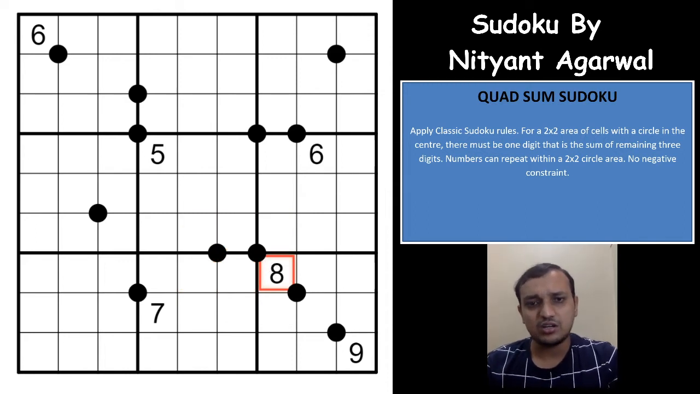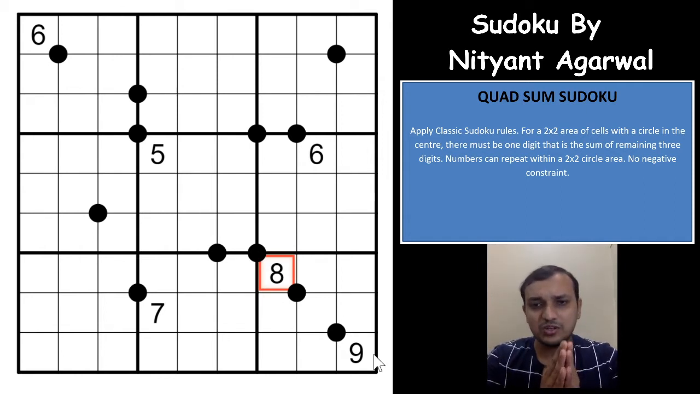And the last rule is no negative constraints are allowed, which means that not all possible circles are marked, right? And with that we'll start solving this Sudoku.